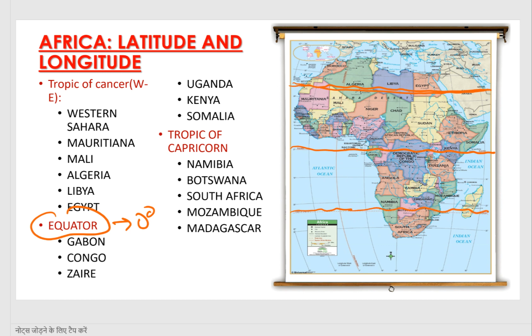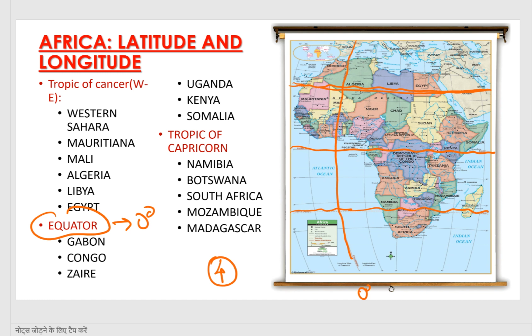And apart from this, the prime meridian, that is 0 degree longitude, also passes through Africa in the western part. So all in all, 4 major latitudes and longitudes are cutting across the continent of Africa.